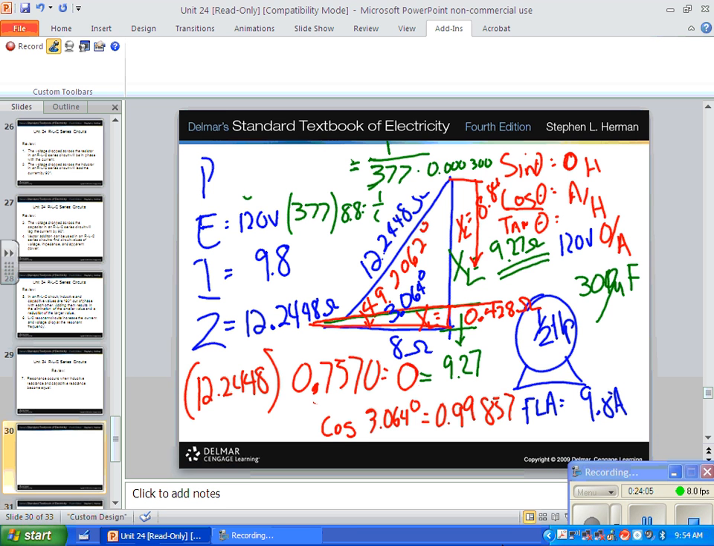I'm going to multiply 120 times 9.8. So the apparent power that I'm taking in is 1176 VAs. What was our power factor, what was our cosine of 49 degrees? Okay, times 0.65. So before we power factor corrected this thing, we would have turned this into, I don't have room for a new triangle, and I'm afraid to move this one.